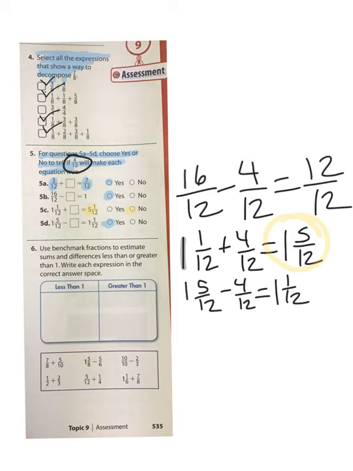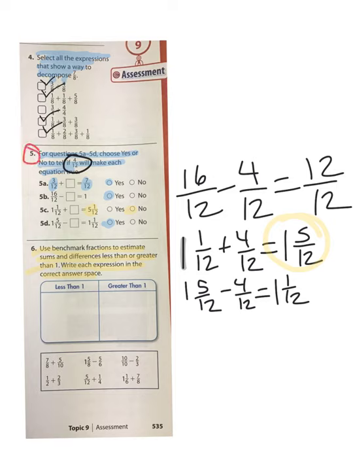All right, number 6. And this one is on your test. So are the other two, but this one is very similar to the one on your test. Use benchmark fractions to estimate sums and differences less than, greater than, or equal to 1. Write each expression in the correct space. Okay, I'm just going to draw arrows, but tomorrow, because it's hard for me to write, tomorrow on your test, you're actually going to have to write them in. If you are listening to this video, please circle number 5.